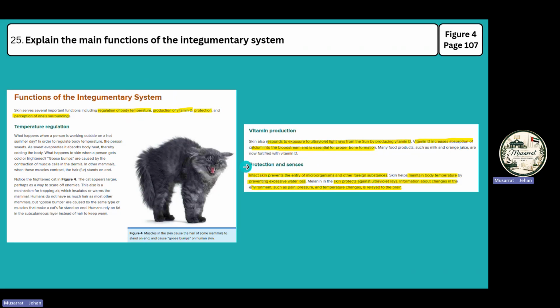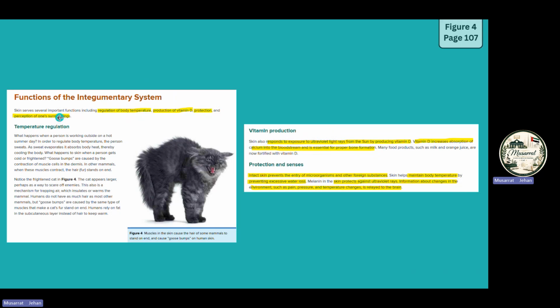Then protection and senses. Intact skin prevents the entry of microorganisms. If there are no cuts on the skin, it will not let foreign substances or microorganisms enter the body. Skin helps maintain body temperature by preventing excessive water loss. Skin protects against ultraviolet rays by melanin and also informs the brain about changes in the environment, such as temperature changes and pressure changes. So these are the functions of the integumentary system.